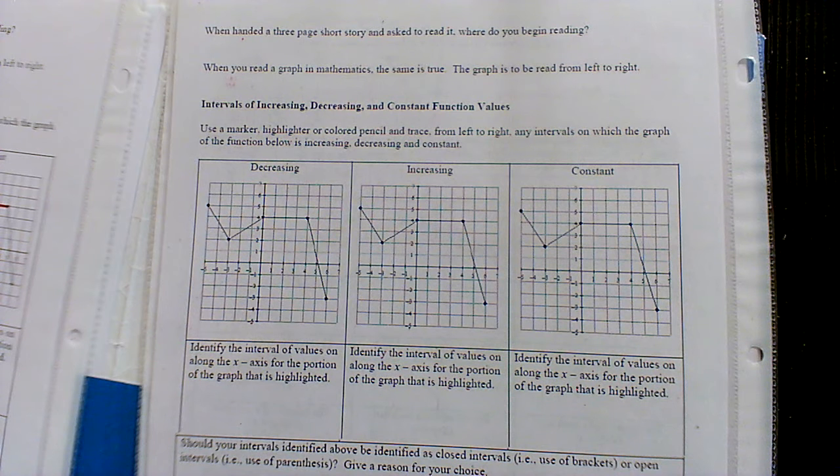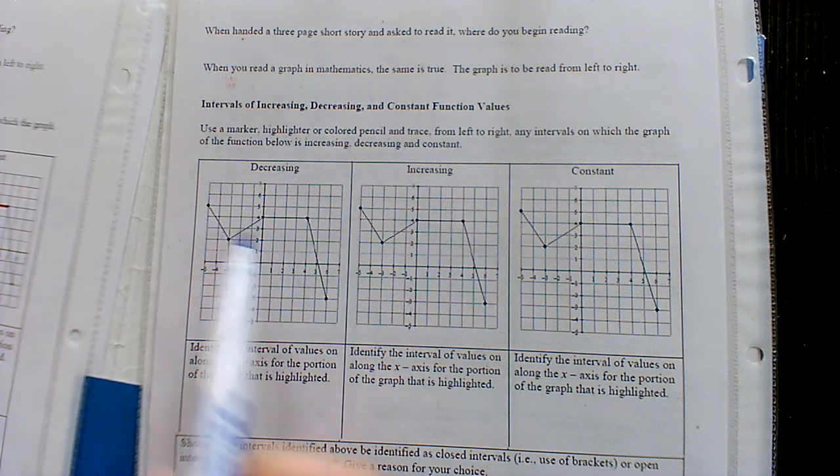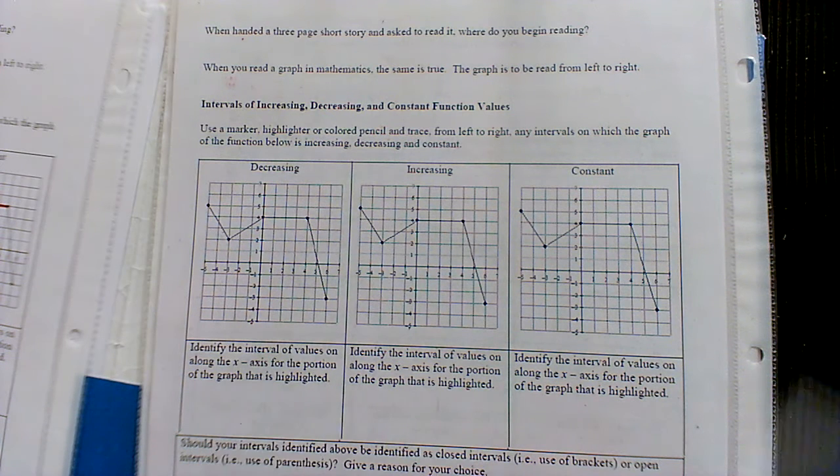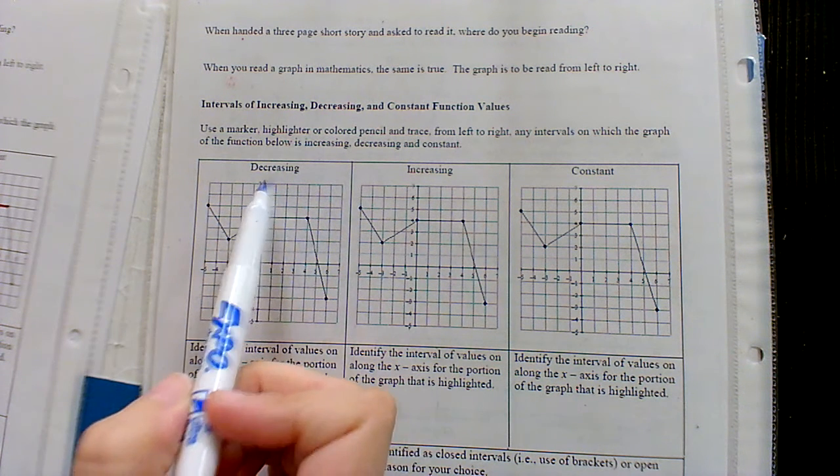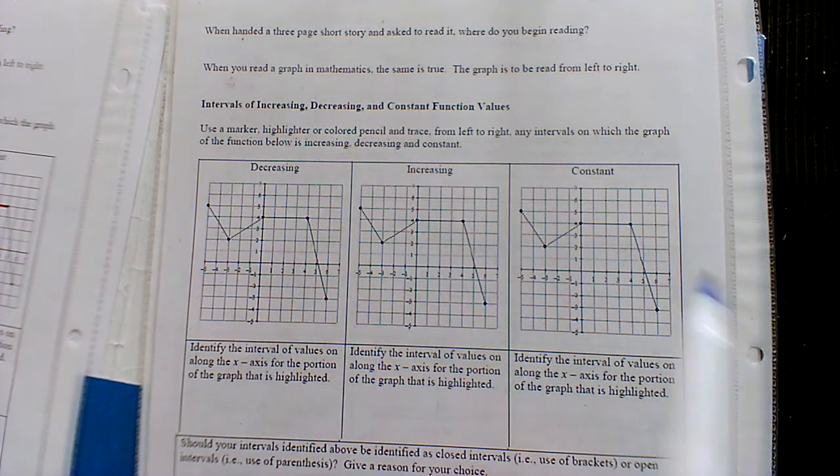So I don't know if you have a marker or highlighter or colored pencil, or maybe you just want to draw in kind of dark using your pencil. Let's go ahead and identify on these three graphs where we are decreasing, where we are increasing, and where we are constant. Can you actually physically draw on those graphs those sections?